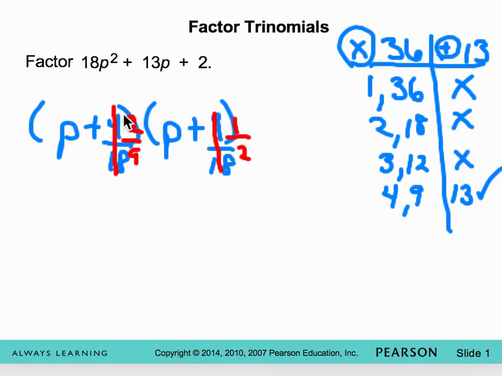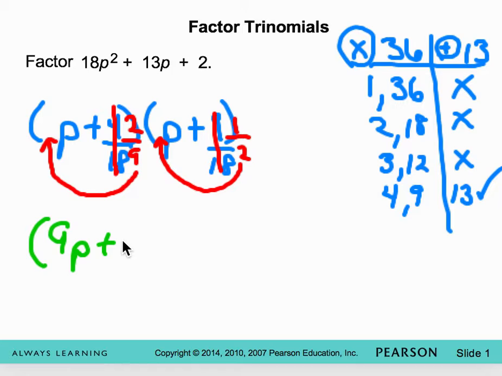If this reduced to a whole number, I'd have my factor. If it remains a fraction, then I take that denominator and move it in front of my p term. In this case, that would give me 9p plus 2 and 2p plus 1, right? Because I'd move the 9 and then the 2 would stay. I'd move the 2 and the 1 would stay.